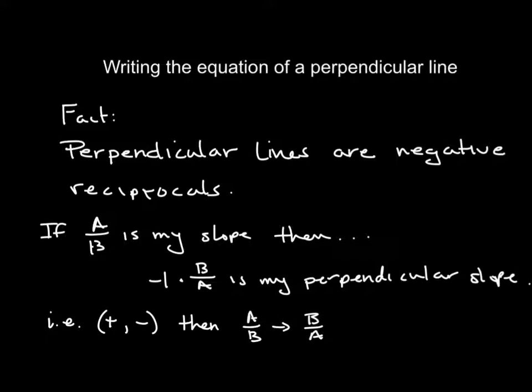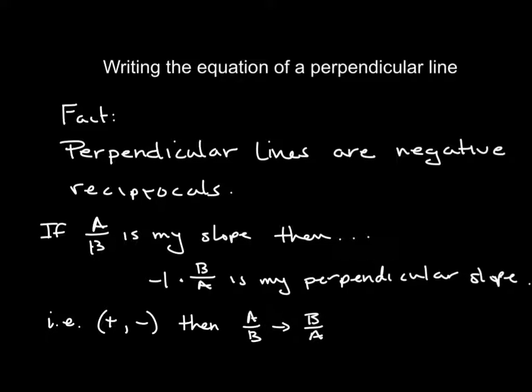Okay, so this video is going to be about writing the equation of a perpendicular line. So, fact, this is what you need to know. The only thing we know about perpendicular lines, without having any other given information other than that they are perpendicular, is that they are what we call negative reciprocals. So basically, if a over b is my slope, then negative 1 times b over a, so the reciprocal, is the perpendicular slope. Take the reciprocal of what you have, multiply it by negative 1, and you will have your perpendicular slope.